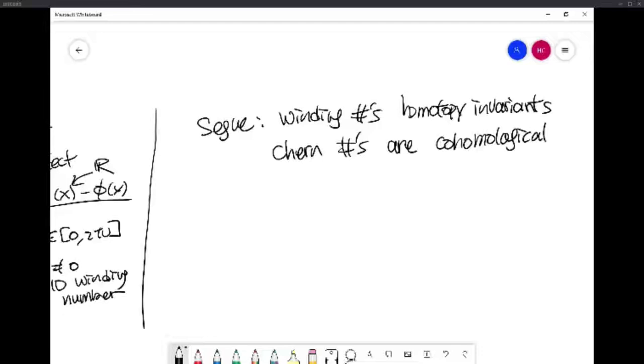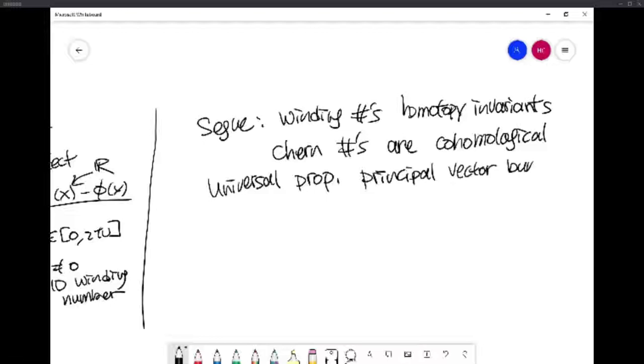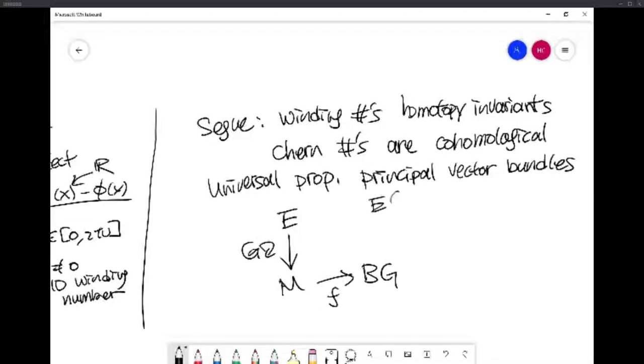Well, there's this thing called the universal property of principal vector bundles, which says that if you have a principal G bundle, and you have a map F, then F is called a classifying map, and this is called the universal principal bundle.